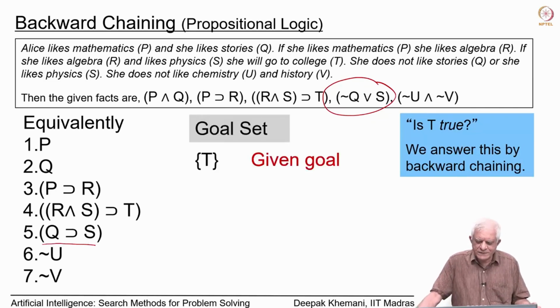So, backward chaining works with the set of goals that you want to be true. So, you maintain a set of goals and say that these are the goals that you want to be true, or these are the goals that you want to be solved, if you use the terminology of goal trees that we had seen earlier. And initially we start off by putting the goal that we are interested in, which is the statement T. T, if you remember, stands for Alice will go to college, and that is a given goal to us.